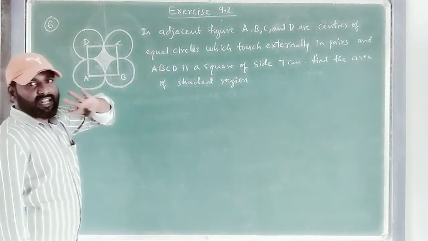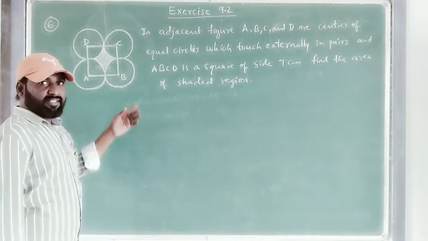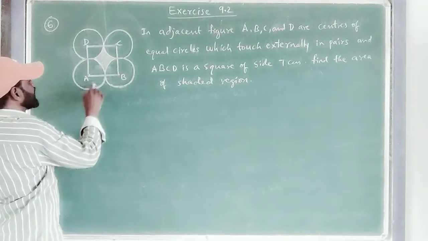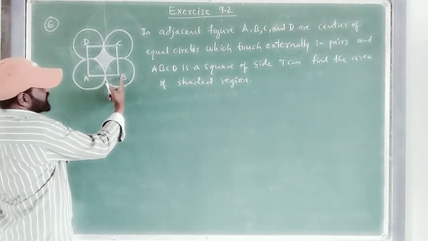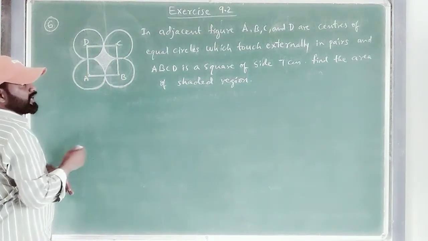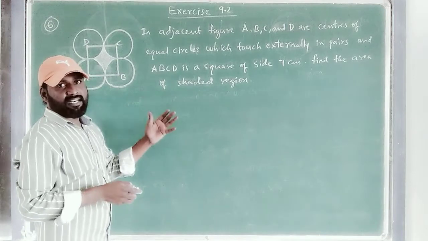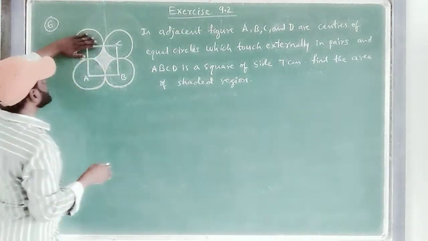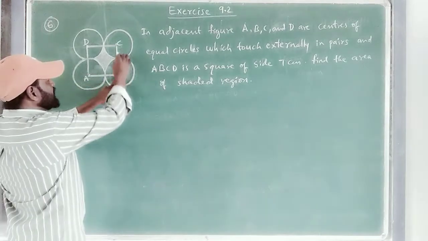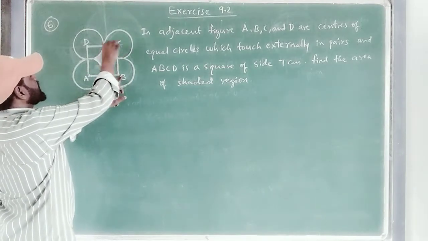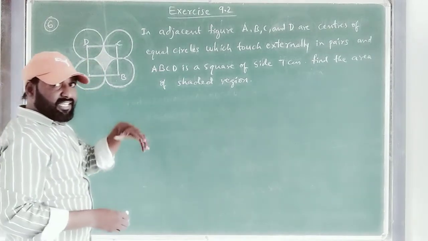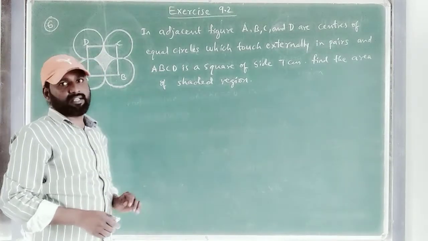How many circles? There are 4 circles. The centers of the circles are A, B, C, D. So this is the first circle with center A, second circle with center B, third circle with center C, fourth circle with center D. They are touching externally. That means from outside they are touching. Now circle A is touching D and B. Circle B is touching C and A. Circle C is touching D and B. D is touching A and C. That means each circle is externally touching the other 2 circles.